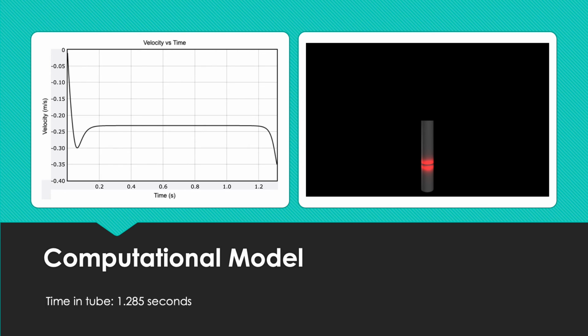As you can see in the velocity versus time graph, the magnitude of the velocity initially increases before it decreases. At the end of the tube, the magnet speed again begins to increase. The model predicts that the magnet would remain in the tube for 1.285 seconds, which is slightly shorter than the 1.32 seconds which I found experimentally. This could be a result of human error in reviewing the footage.